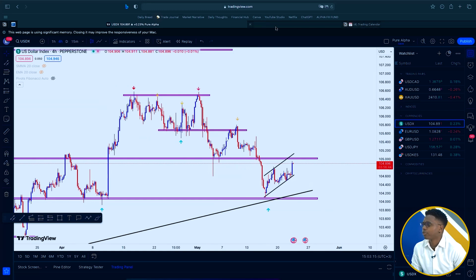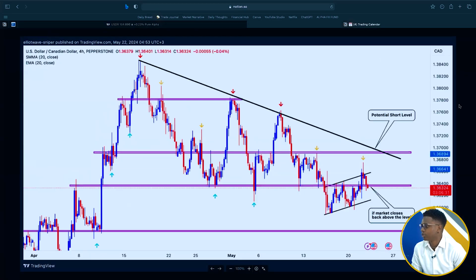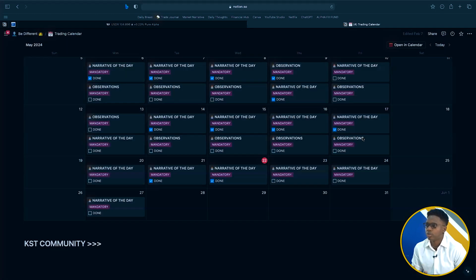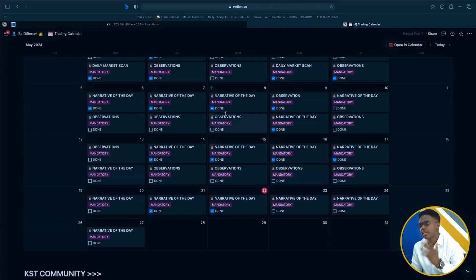So for example, look at my screen. Let me show you an example of an analysis I had earlier on today. So this is USD CAD. Now, as you can see here, I normally do market analysis every single day. Every morning when I wake up, I look at the big picture. What do I expect to see out of the market? I do it every single day.